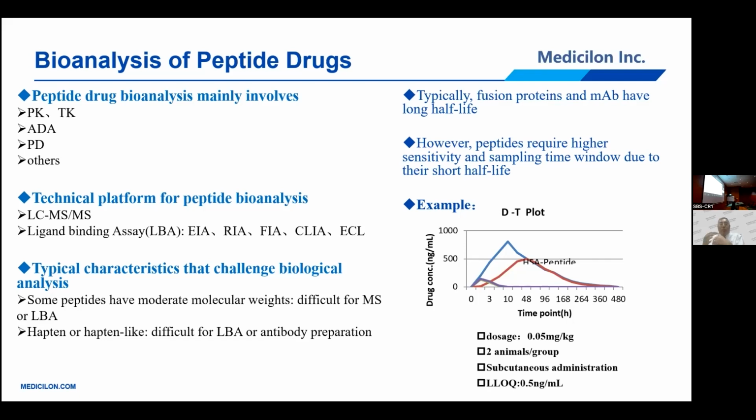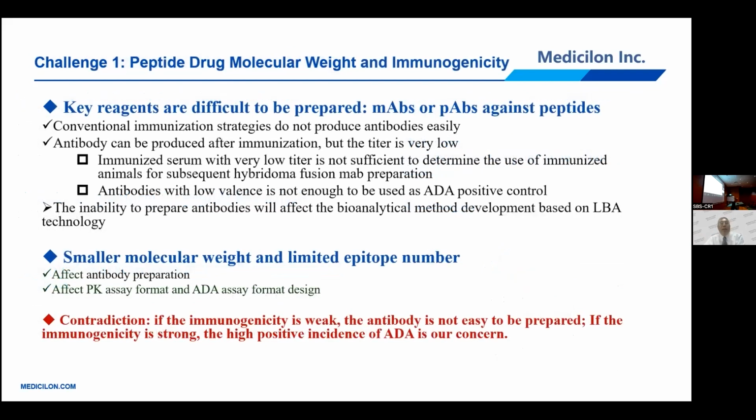That's because if the peptide is over 3,000, it's going to be difficult to do in LC-MS. I think we met several challenges, and I listed them for your information. Firstly, if the peptide drug molecule is too small, it's going to be difficult to produce the antibody. Without antibody, it's difficult to do LBA. So we need to do this very well. Later, I'll let you know how to overcome this challenge.